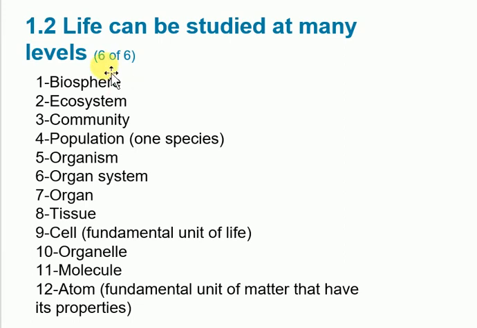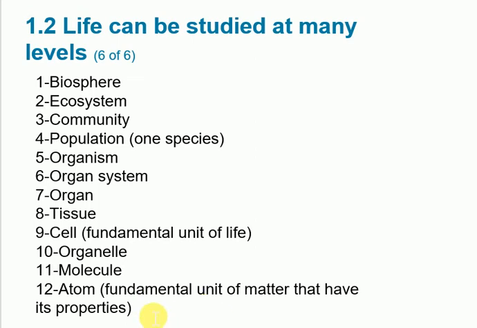So this is important, going from the biosphere to the ecosystem to the community to the population, which is one species. Community is different species. To the organism, to the organ system, to the organ, to the tissue, to the cell, and this is the fundamental unit. And then within the cells you have organelles that consist of molecules, that consist of atoms, which is the fundamental unit of matter, that have the properties of the matter.